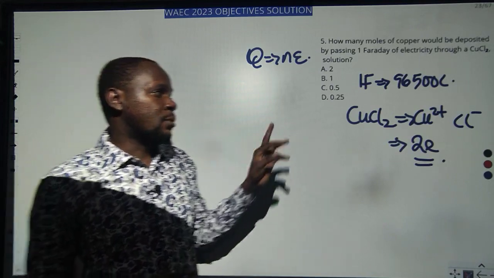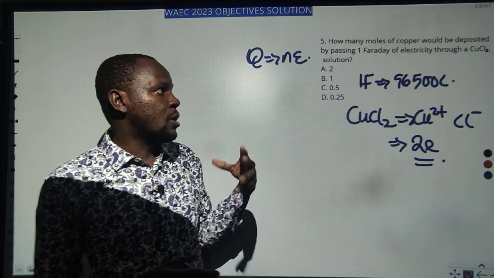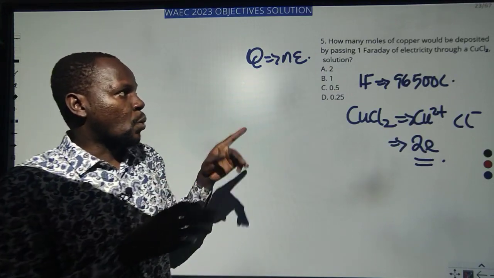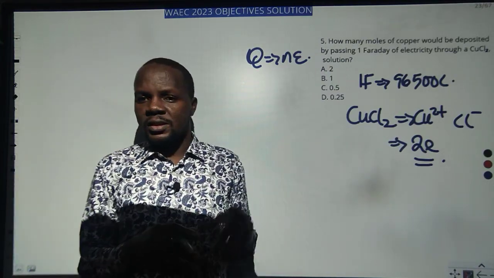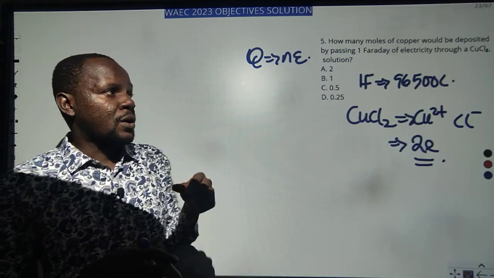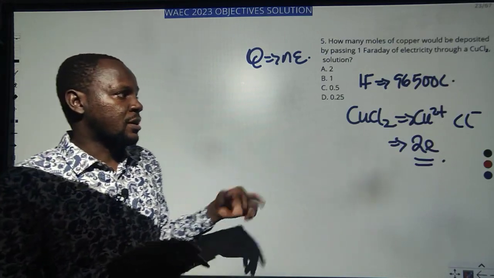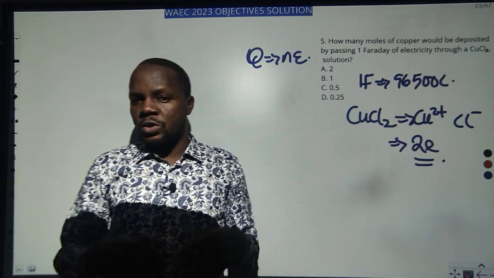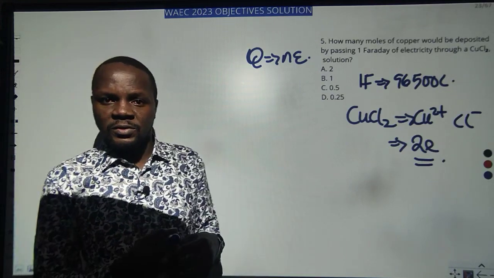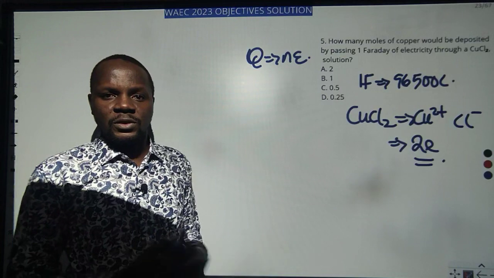So how many moles do we have in copper chloride? 2 moles. 2 moles means 2 Faraday. So we are passing 1 Faraday of electricity into copper chloride. So they now say how many Faraday of copper will be discharged. If we say 1 Faraday is 96,500, 2 Faraday will be equal to, you know what that means if you are looking for the quantity of charge. But in this case, we are looking for the number of moles. So those are things you need to keep in mind.